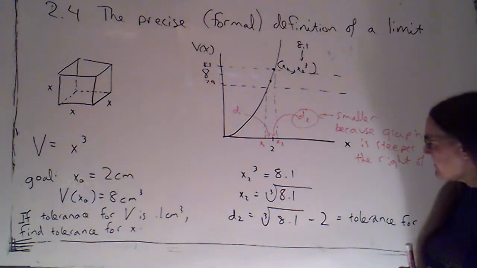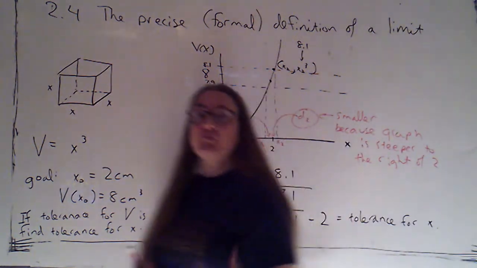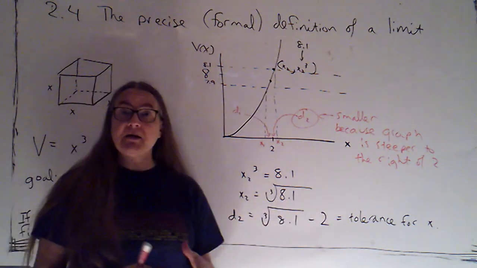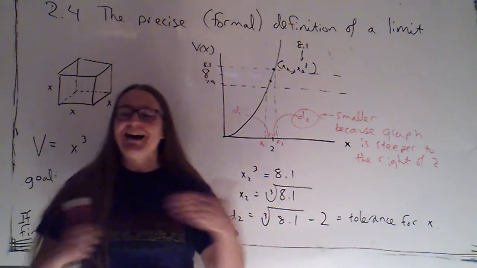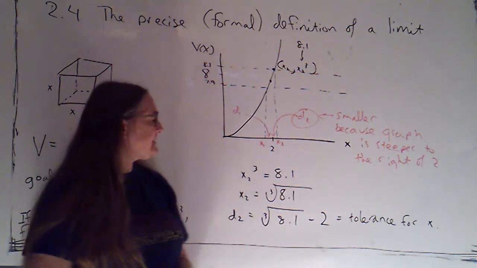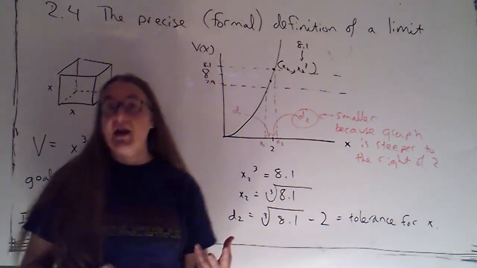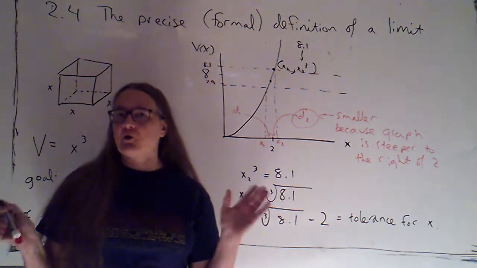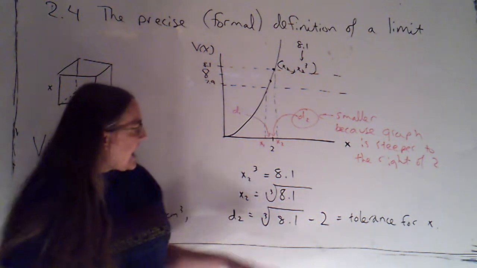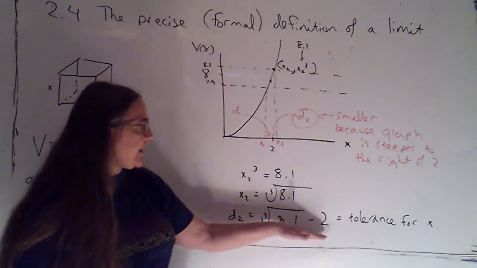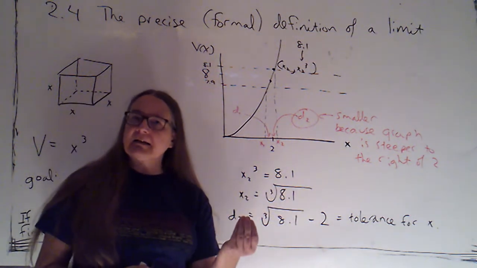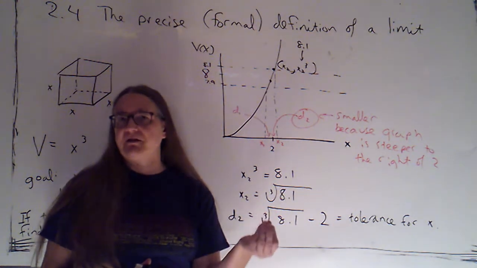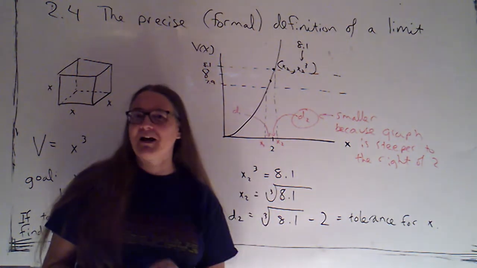And again, some people in talking about tolerance will just give you that positive value and let it be understood that's how much you can be off in either direction. Other times, and our book does tend to do this, they'll say the tolerance is plus or minus this number. I'm fine with you phrasing it either way, okay? I'm actually choosing to just give you that positive distance because that's going to line up more with what we do when we start talking about the formal definition of a limit, which is where we'll pick up in the next video.